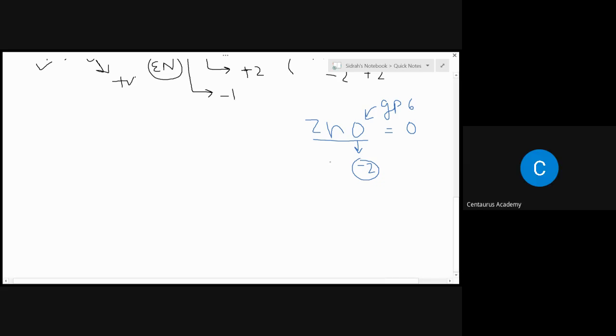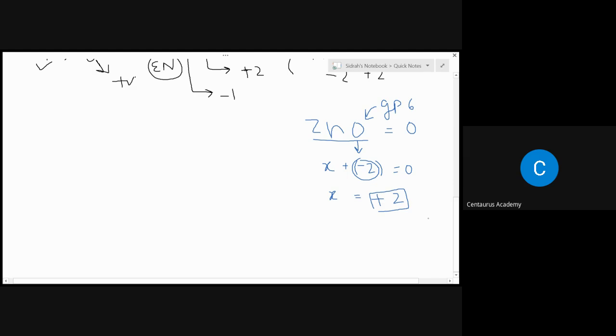Now I don't know the oxidation state of zinc, so let it be x. So x plus (-2) equals 0. You can either do elimination or just shift the -2 to the other side to give you +2. So zinc's oxidation state is +2. Okay.